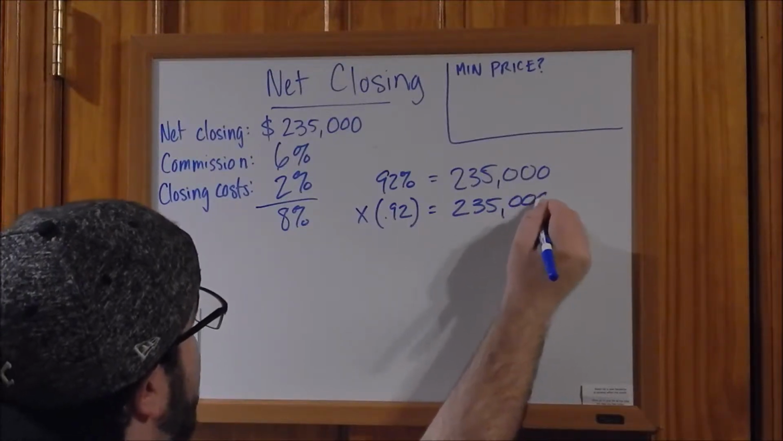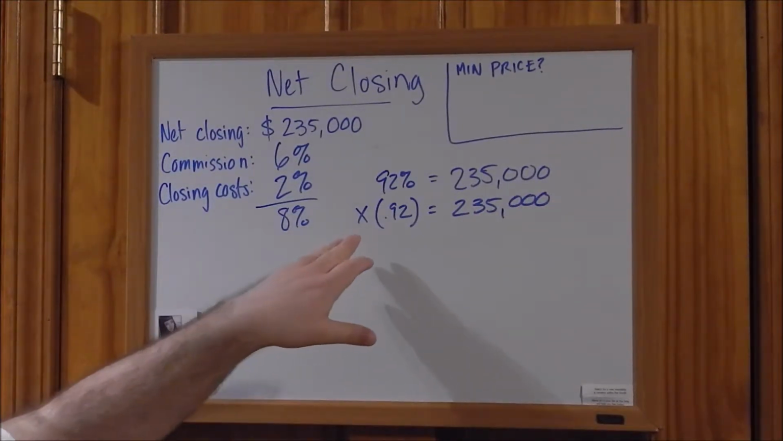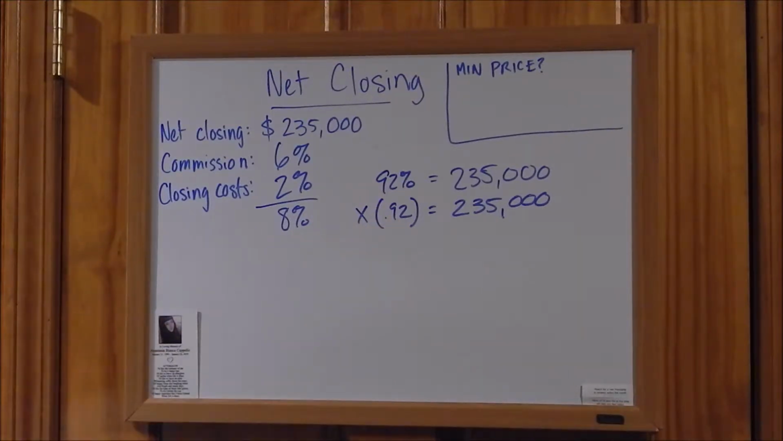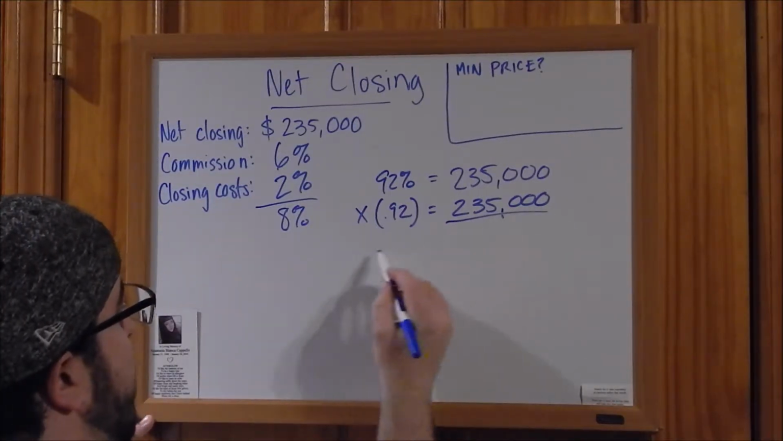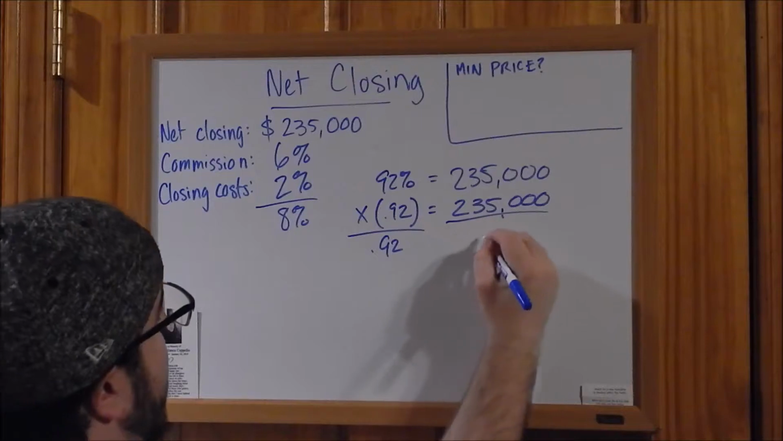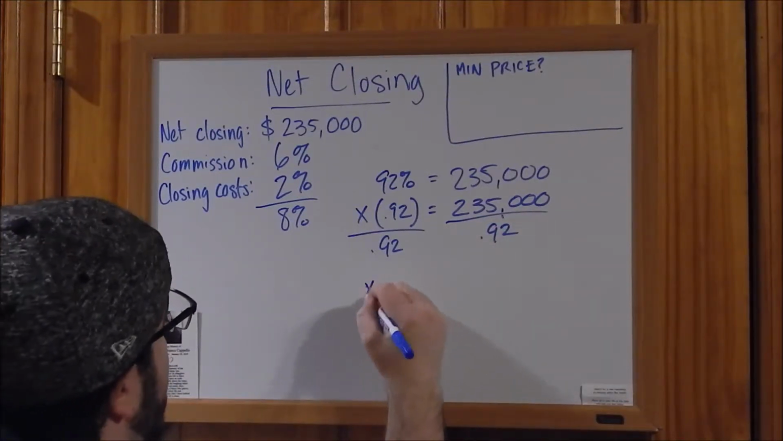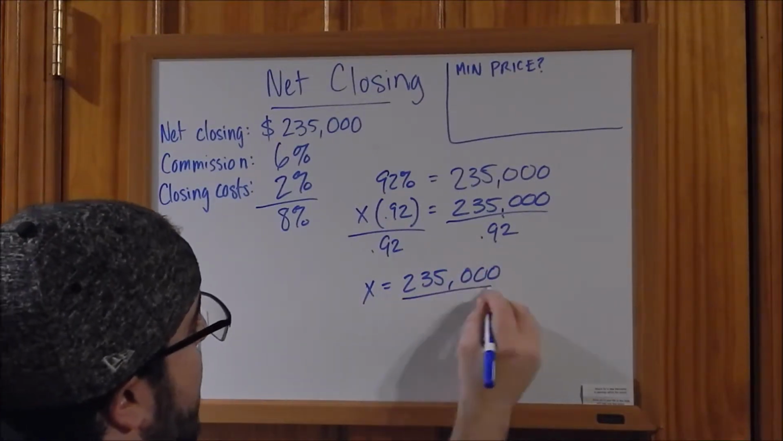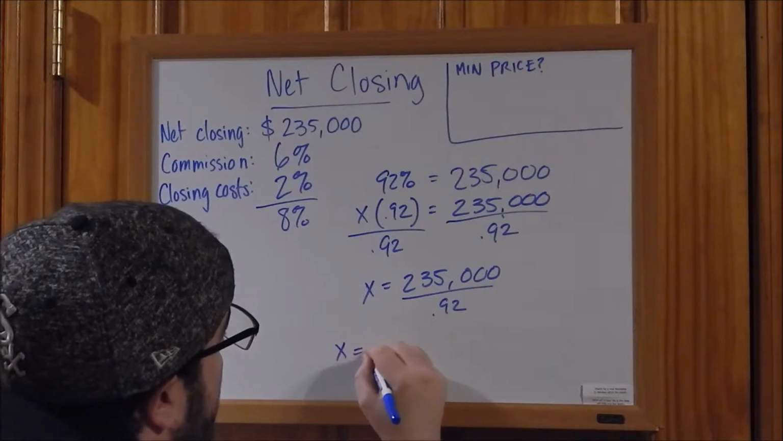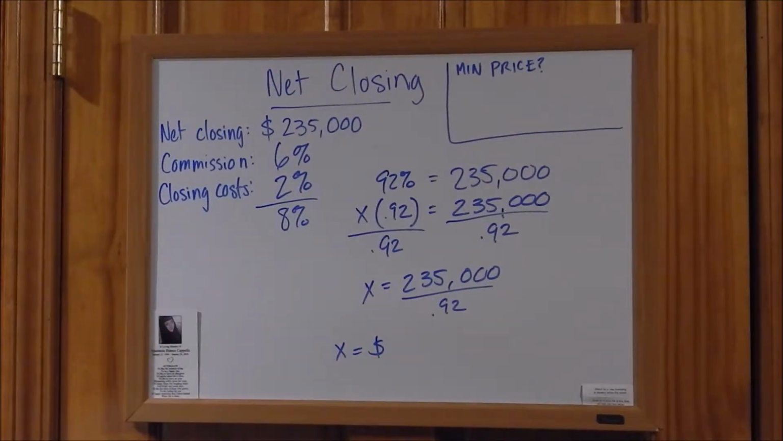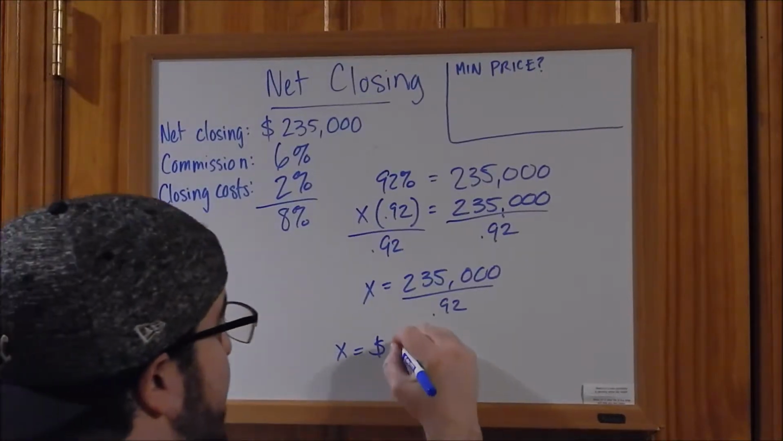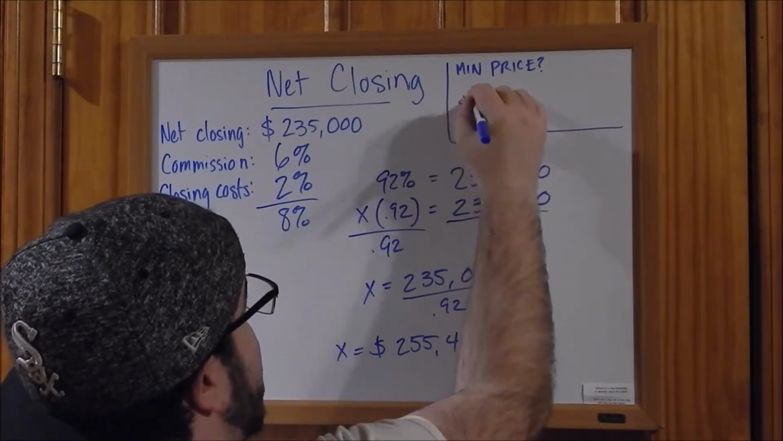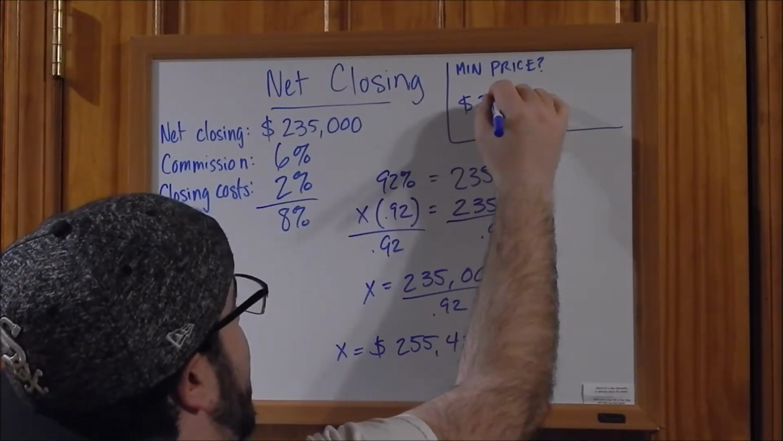The reason is because in order to find out what the percentage of x is, we have to multiply by the decimal. And from here it's just simple algebra. We divide both sides by 0.92. And now the rest is easy. X equals 235,000 divided by 0.92, which you plug into your calculator, and you're going to get 255,435. That's going to be your minimum asking price in order to obtain $235,000.